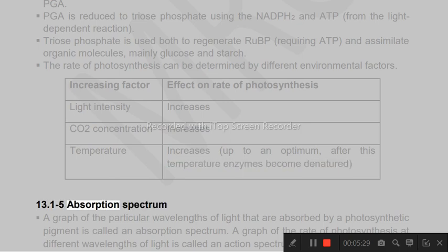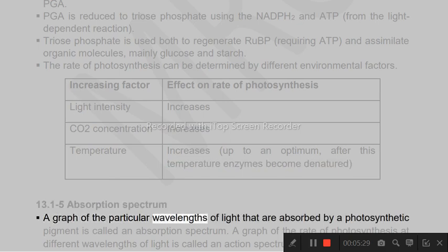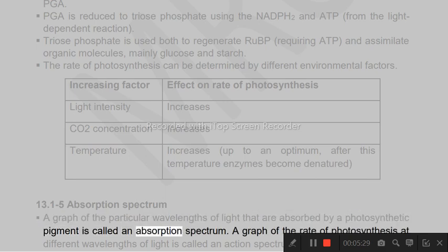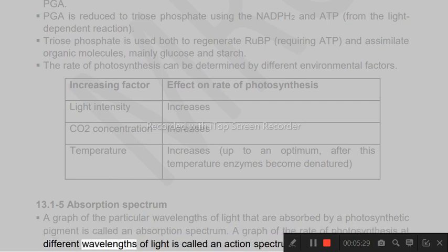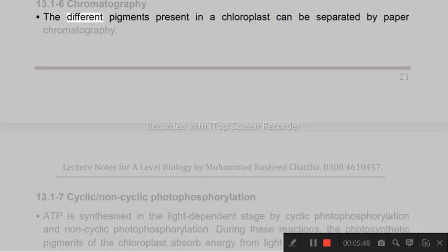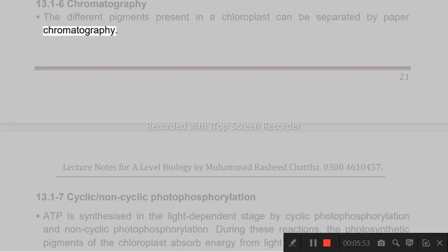13.1:5 Absorption spectrum. A graph of the particular wavelengths of light that are absorbed by a photosynthetic pigment is called an absorption spectrum. A graph of the rate of photosynthesis at different wavelengths of light is called an action spectrum. 13.1:6 Chromatography. The different pigments present in a chloroplast can be separated by paper chromatography.